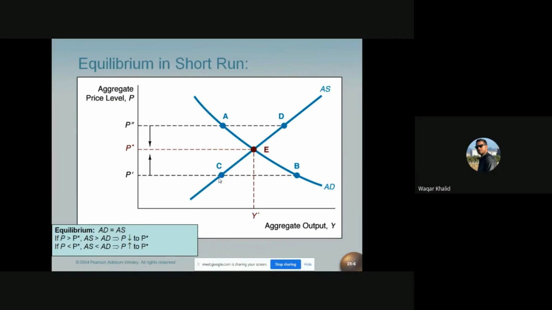What will happen? The price level will rise because people want to buy more goods than others want to sell. So this rise in the price level will continue until it again reaches its equilibrium level of P star. So again the economy will be in equilibrium at point E, once the excess demand disappears in the market.